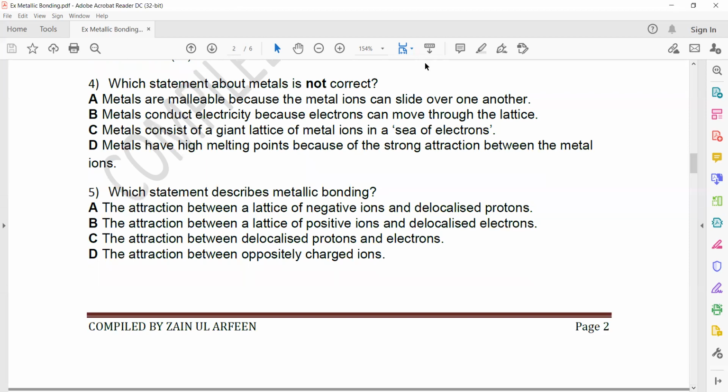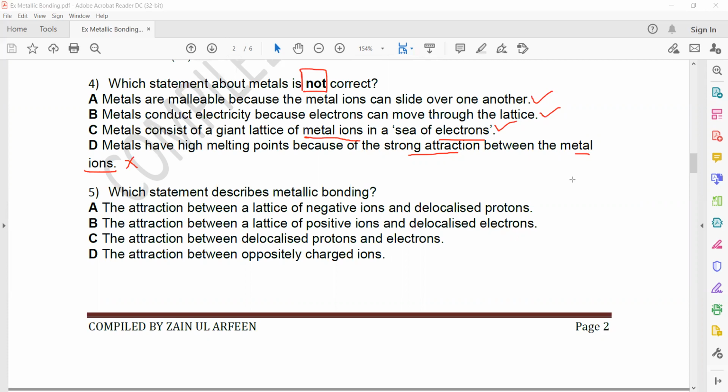Which statement about metals is not correct? Metals are malleable because metal ions can slide over each other. That's true. We have to find which is not true. Metals conduct electricity because electrons can move through the lattice. That is also true. Metal consists of a giant lattice of metal ions, or positive ions, in a sea of electrons. That is also true. And metals have a high melting point because of strong attraction between metal ions. That is wrong.